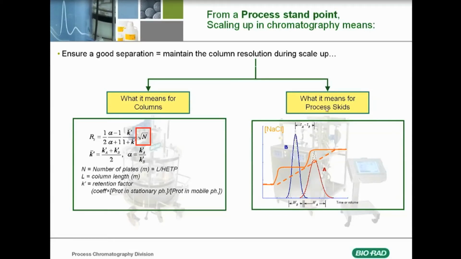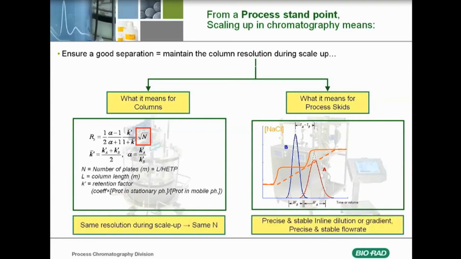What we are going to speak about today is process kits. Maintaining column resolution for process kits can be translated into at least two very important critical quality attributes. The first one is to maintain a constant flow rate. The flow rate through the columns has to be stable. And the second one is to have a reproducible content and concentration of buffer. And this is all what it is about in inline dilution.